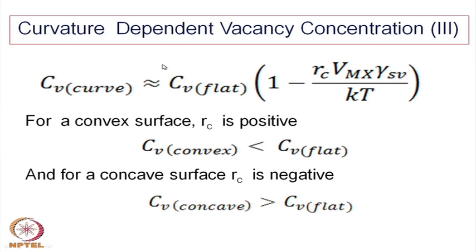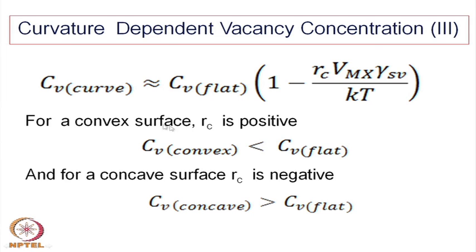Now, in a similar fashion to what we have seen in the case of vapor pressure, the concentration of the vacancy below a curved surface is almost equal to CV flat, C0, multiplied by 1 minus the same expression, RC Vm gamma by kT. If this becomes the final expression for the concentration on a curved surface with respect to the flat surface, then we will have two conditions.